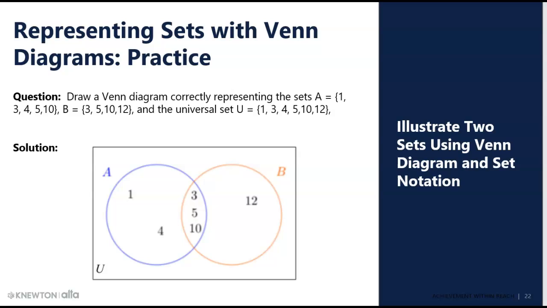So this was the draw a Venn diagram representing A equals 1, 3, 4, 5, 10, B equals 3, 5, 10, 12, and the universal set is 1. This is another one where they give you a universal set and everything shows up in either A or B.